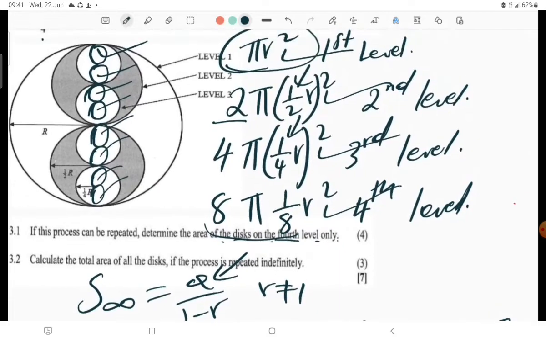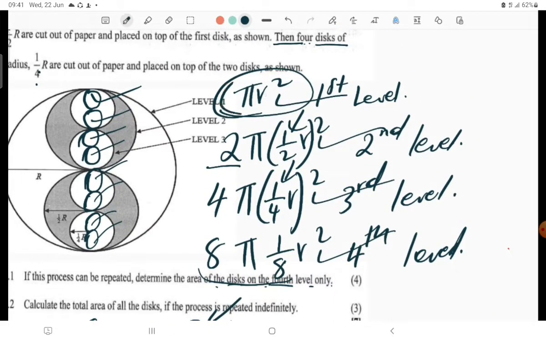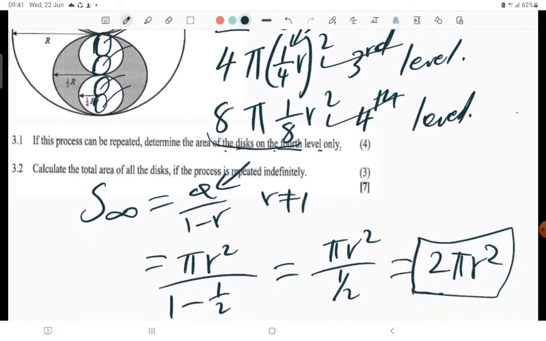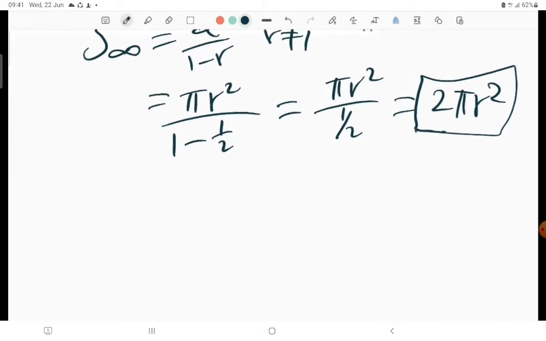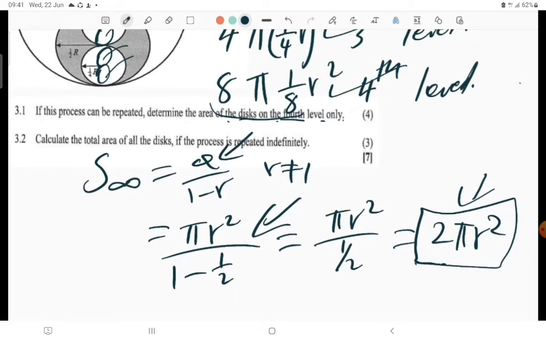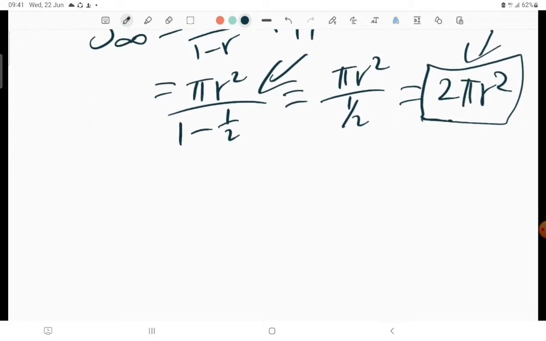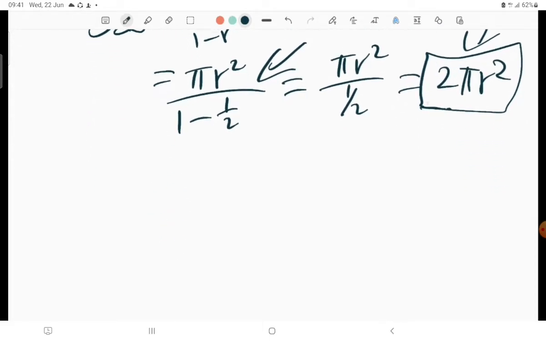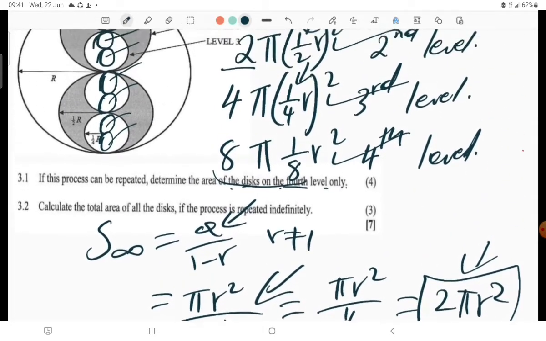Okay, so we needed to find the first term and all those things. We just had to apply the formula for sum to infinity so that we find the equivalent area for all the areas of these kinds of things. So they all add up to 2 pi r squared. So this is what we have for this question.